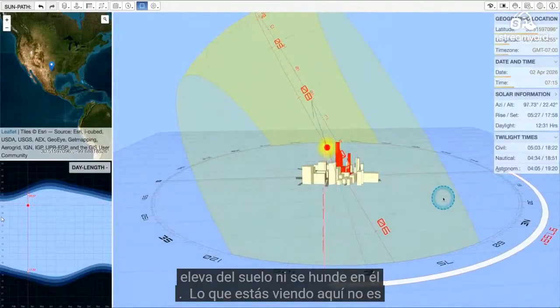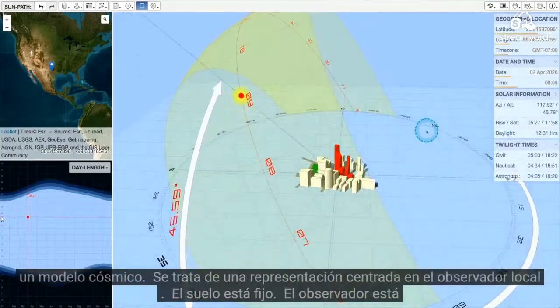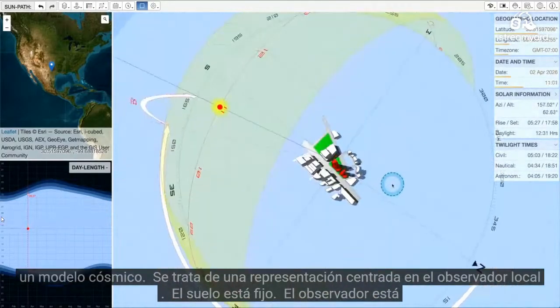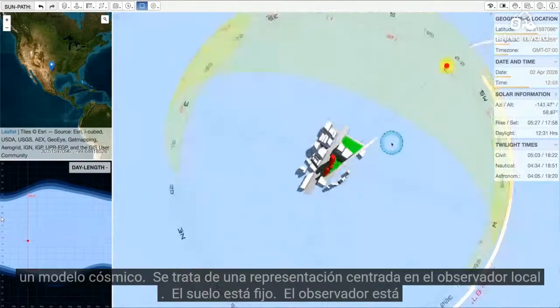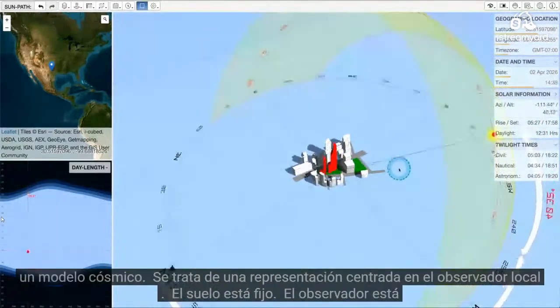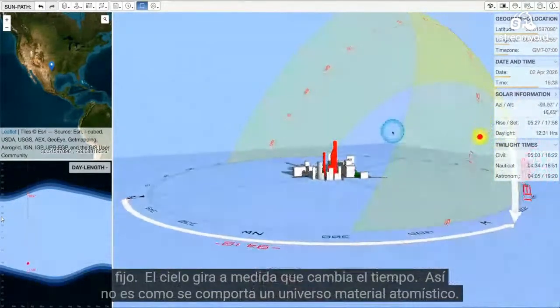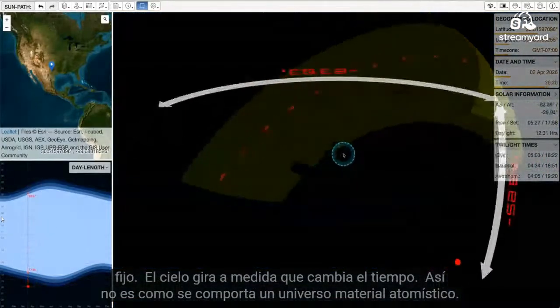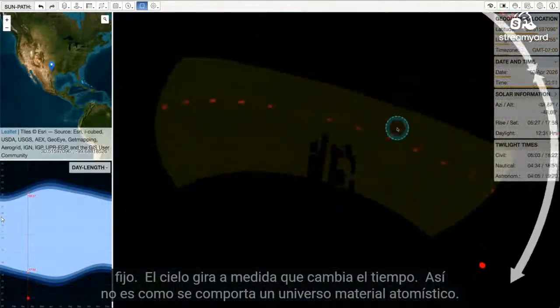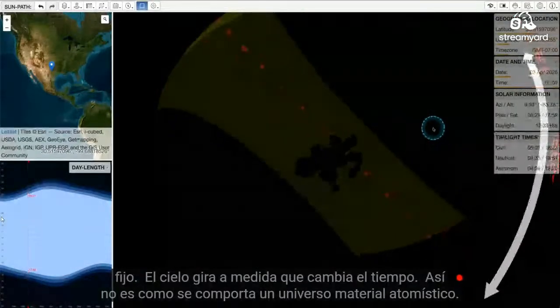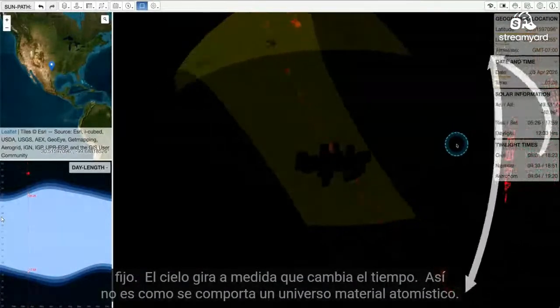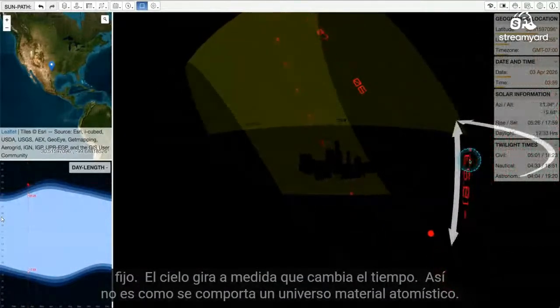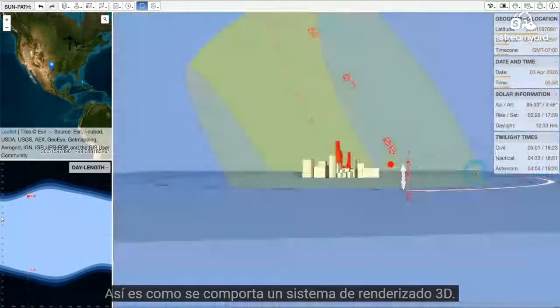What you're looking at here is not a cosmic model. It is a local observer-centric rendering. The ground is fixed. The observer is fixed. The sky rotates as time changes. This is not how an atomistic material universe behaves. This is how a 3D rendering system behaves.